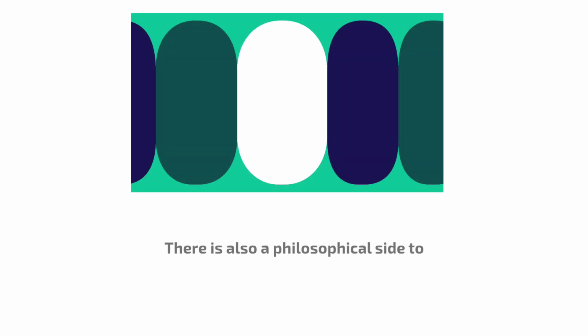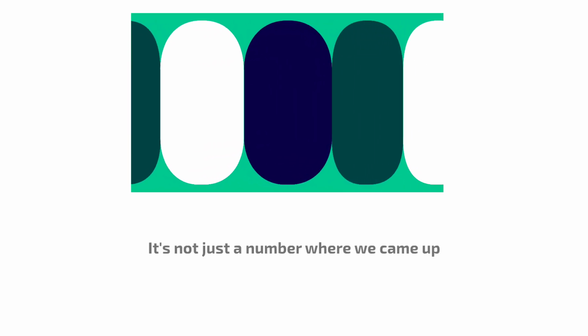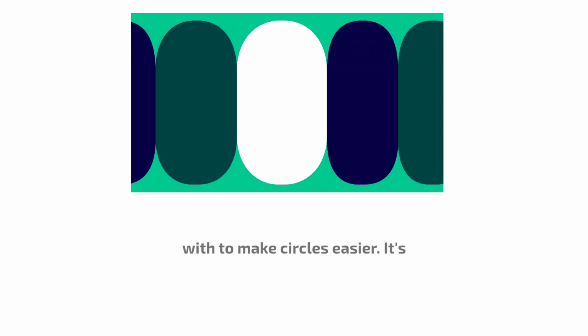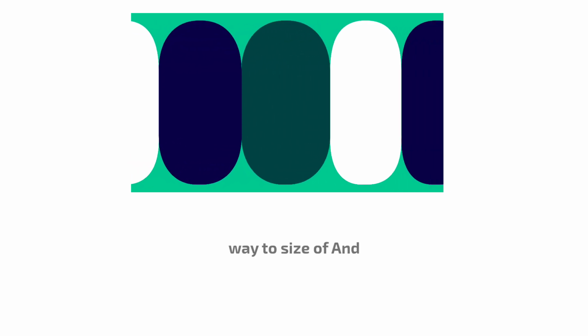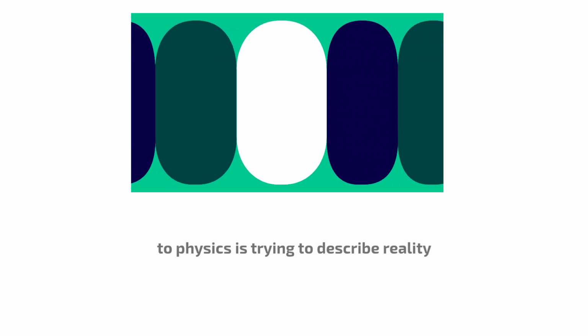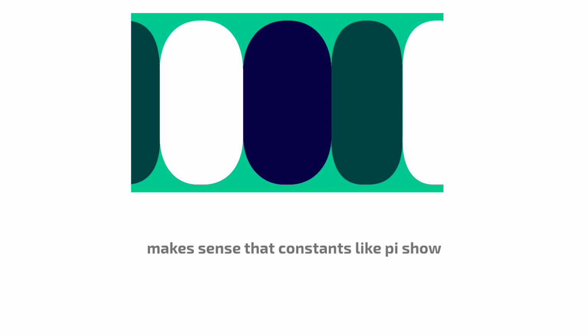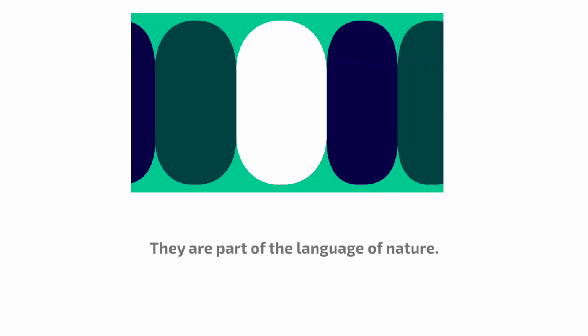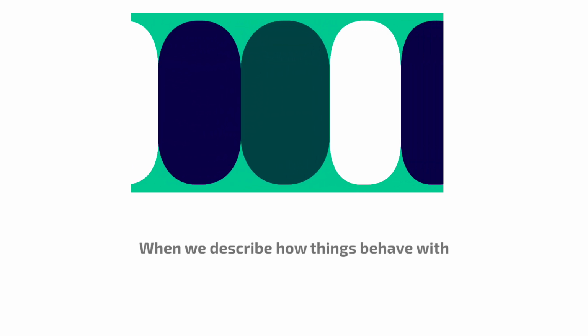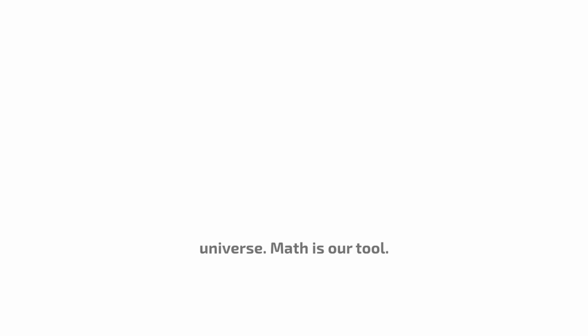There is also a philosophical side to this. Pi is a mathematical constant. It's not just a number we came up with to make circles easier. It's a number that appears naturally in the structure of mathematics itself. And because physics is trying to describe reality using math, it makes sense that constants like pi show up. They are part of the language of nature. When we describe how things behave with precision, we try to capture the exactness of the universe. Math is our tool, and pi is one of the core ideas within that tool set.